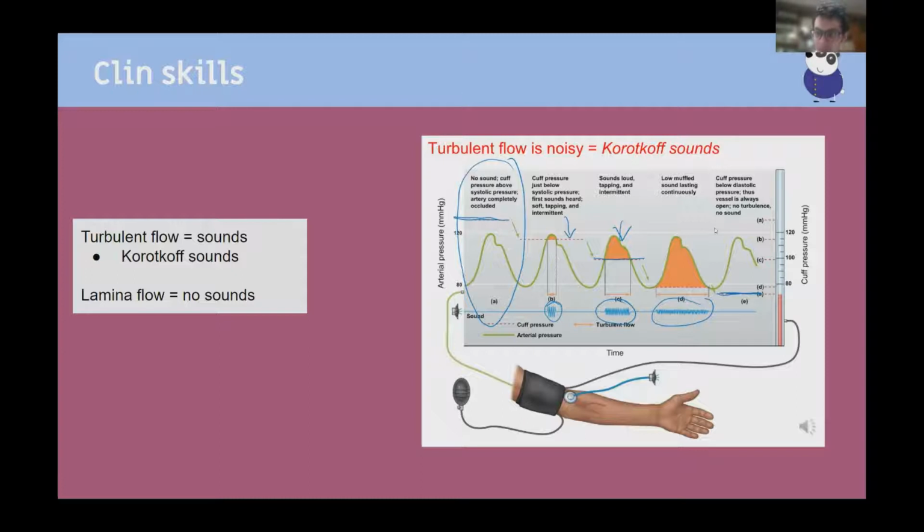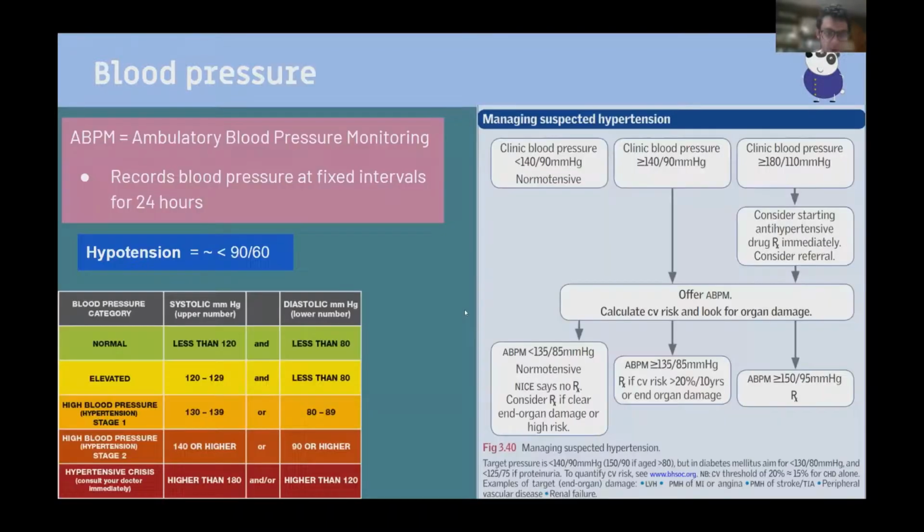If you need to use a cuff, then you use a cuff. So when the cuff pressure is below diastolic pressure, then the vessel is always open. That means the vessel is completely patent and there's laminar flow through and you'll have no sounds. The sounds are called Korotkoff sounds.